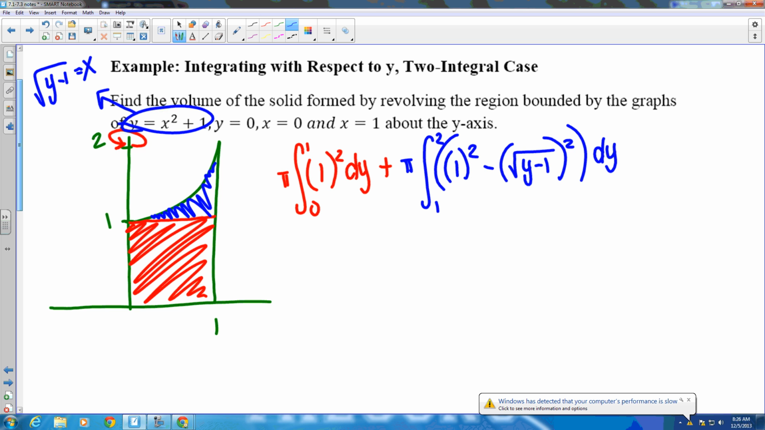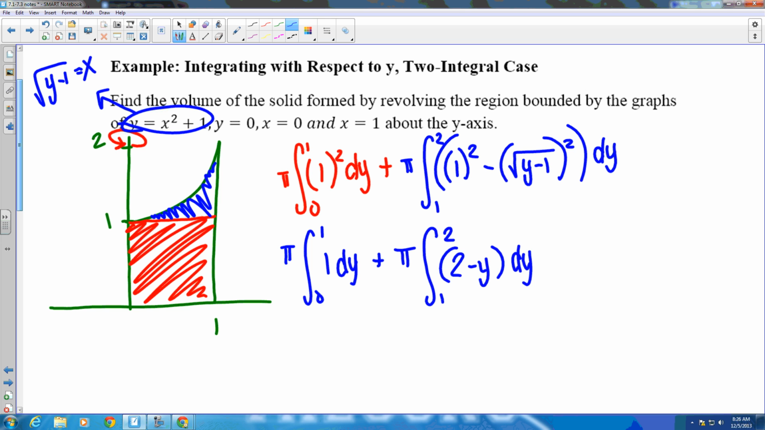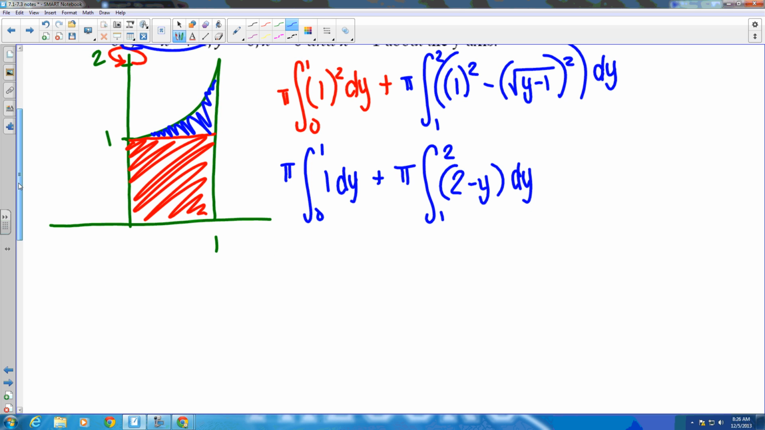Okay, so we have two different sections here. This first one is just the integral of 0 to 1 of 1, and the second one is the integral from 1 to 2 of 1 minus y plus 1, because there's two minuses, which is going to end up being 2 minus y dy.